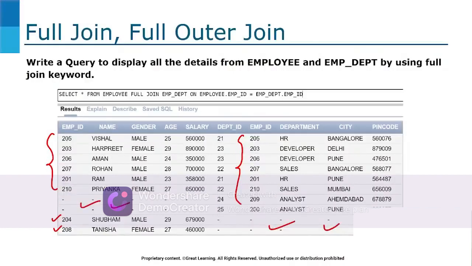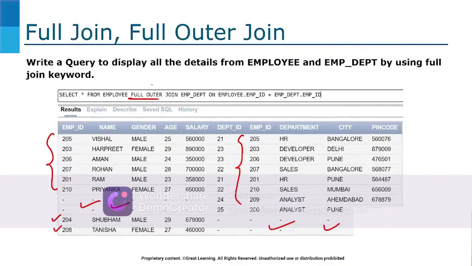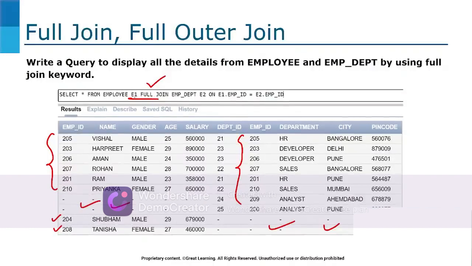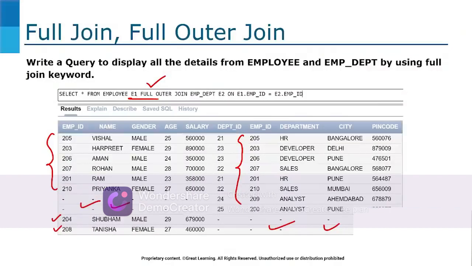Try to do this in your own systems, guys. Try to do it and practice more in your own Oracle database engine, otherwise you will not be able to gain confidence in this. Now let's see what we have done. Full join. Can we write full outer join? Yes, we can. Can we use alias? We can. Can we use alias with full outer join? Yes, we can. Anything is fine. You just have to write the query, correct?